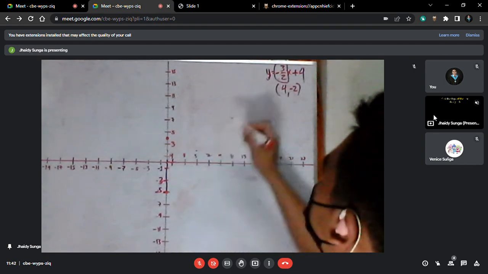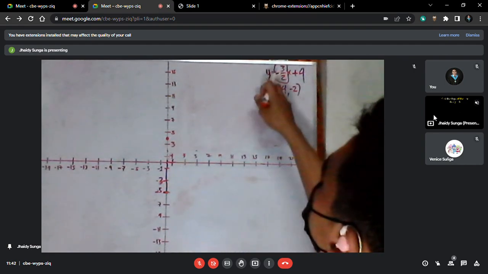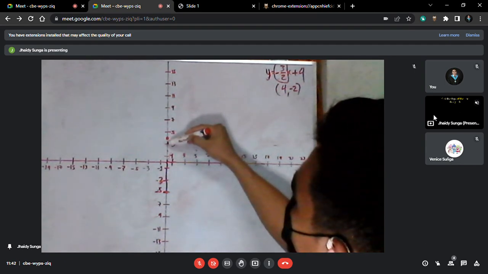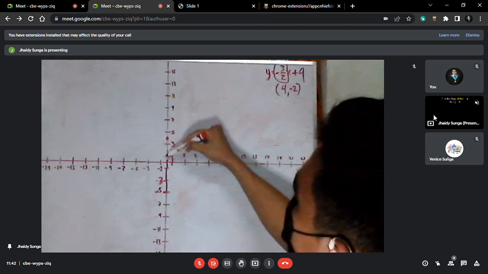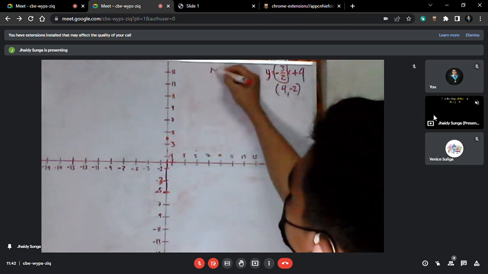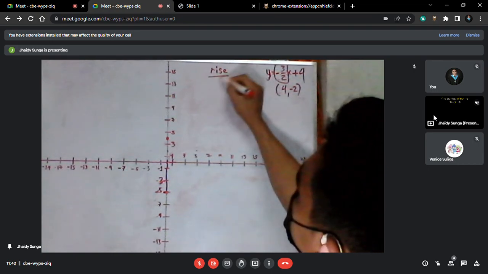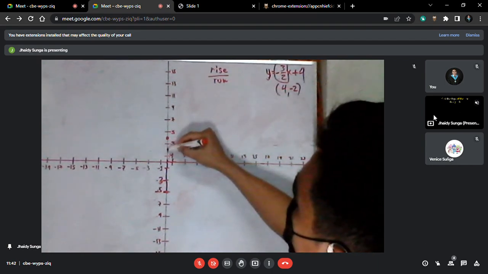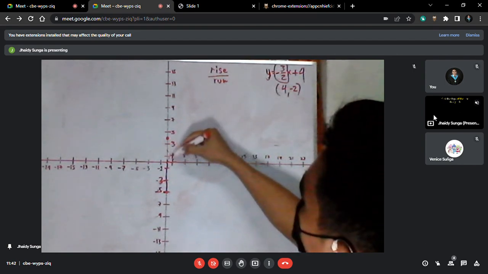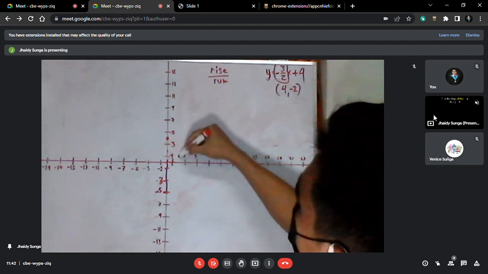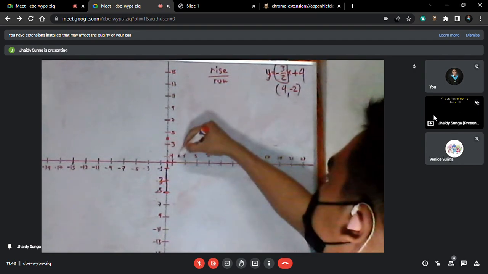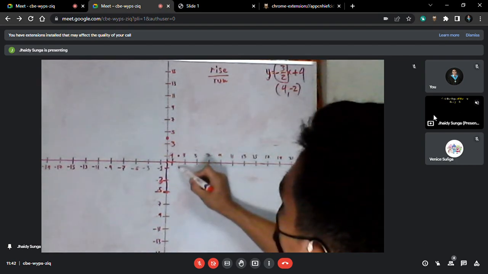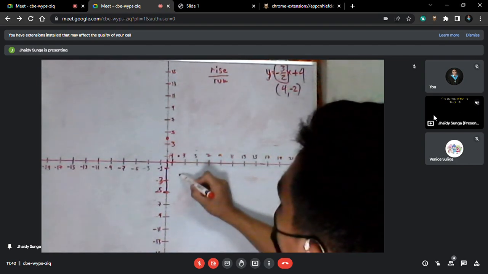So if we have that one, let us say that it is negative 3 over positive 2. If we have negative 3, we go down 3: 1, 2, 3. It is rise over run. Rise, 1, 2, 3, and we run 2: 1, 2. So the point is here. Alright. If we go down once again, 1, 2, 3, and we go 2, 1, 2.